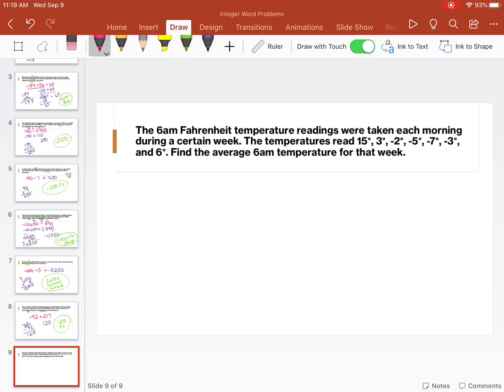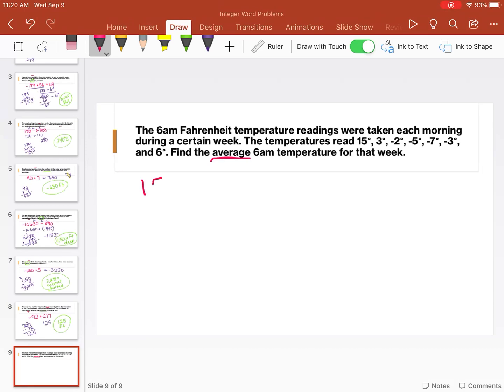The last one. This one's got a lot going on. So the 6 a.m. Fahrenheit temperature readings were taken each morning during a certain week. Temperatures read 15 degrees, 3 degrees, -2, -5, -7, -3, and 6. Find the average. Okay, 6 a.m. temperature for that week. So average, remember, is like mean. We're going to add all the numbers together and divide by how many there were.